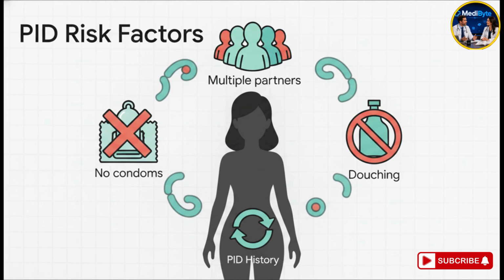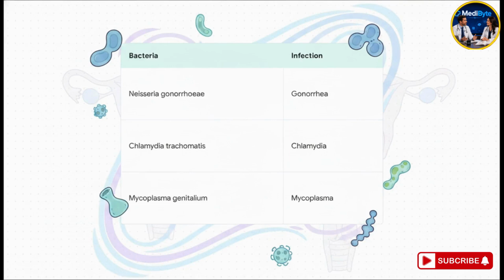But there are other major risks too, like douching, having had a previous episode of PID, or dealing with bacterial vaginosis, which is a condition that basically just disrupts the normal healthy bacteria in the reproductive tract. Now, when we look at the culprits, there are three main types of bacteria behind these infections. PID is most commonly caused by bacteria transmitted during sex, and the big three are Neisseria gonorrhoeae, which causes gonorrhea, Chlamydia trachomatis, causing chlamydia, and Mycoplasma genitalium. These bacteria are literally experts at making that upward journey from the cervix deep into the pelvic organs.